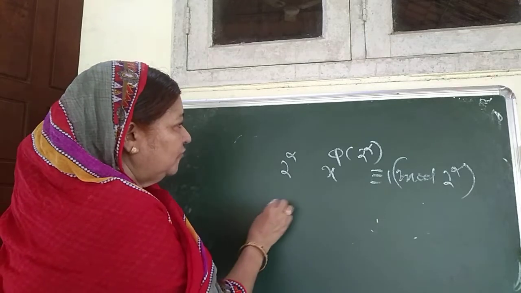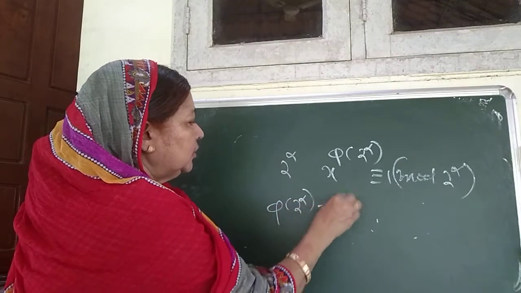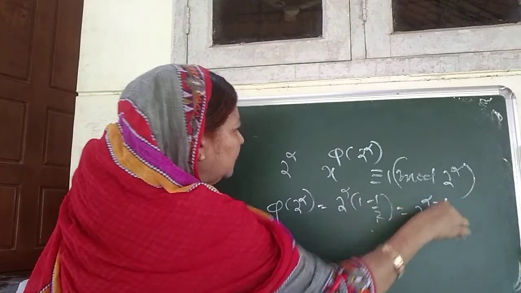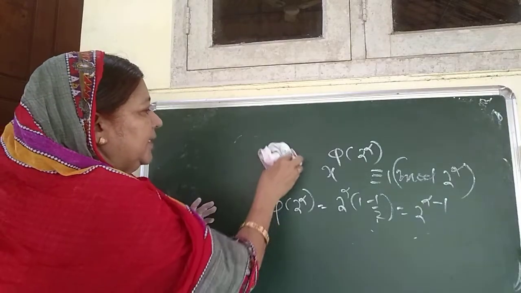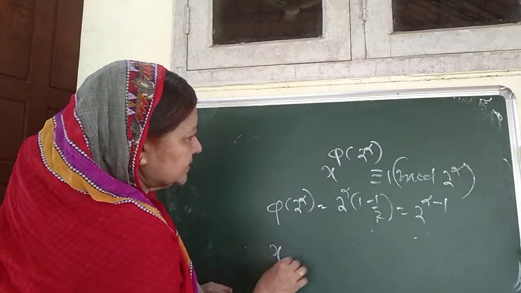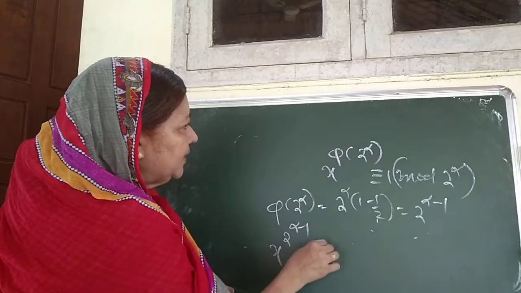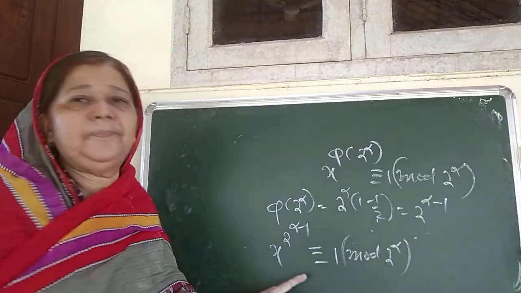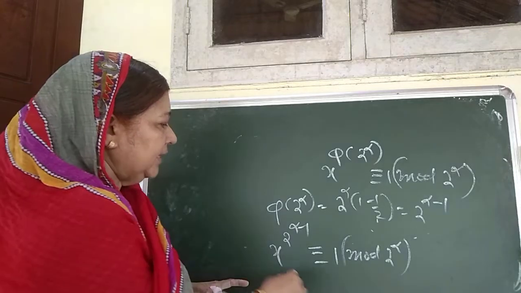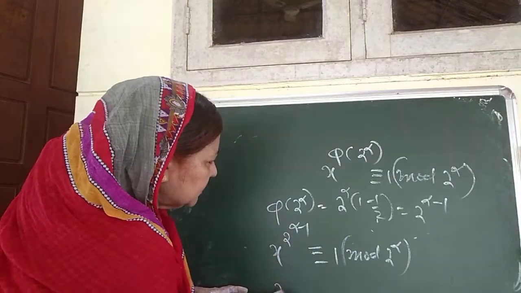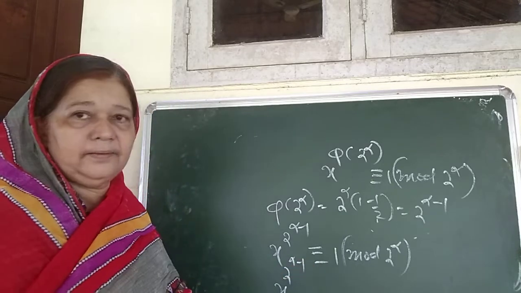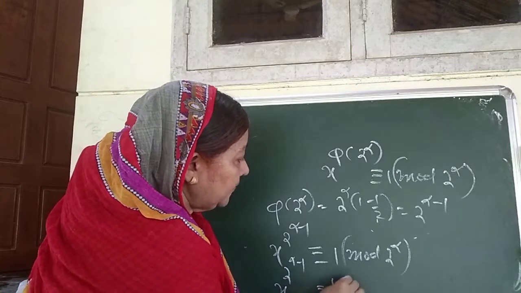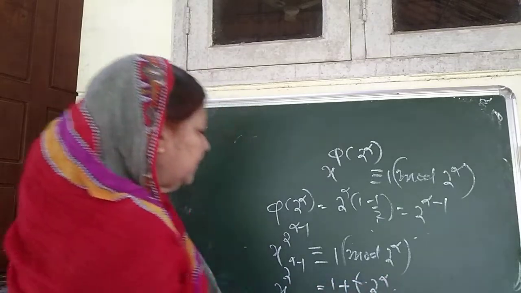But phi of 2 raised to alpha is equal to 2 raised to alpha into 1 minus 1 by 2, equal to 2 raised to alpha minus 1. Therefore, by Fermat's theorem, we can see that x raised to 2 raised to alpha minus 1 is congruent to 1 mod 2 raised to alpha. Simply applying Fermat's theorem, x raised to 2 raised to alpha minus 1 is equal to 1 plus t into 2 raised to alpha.